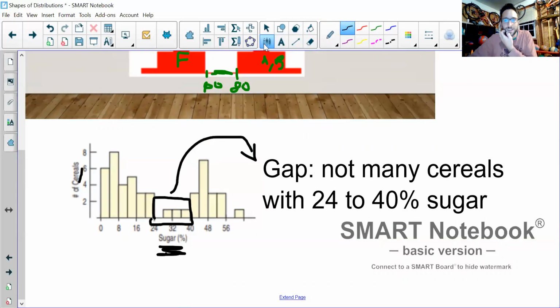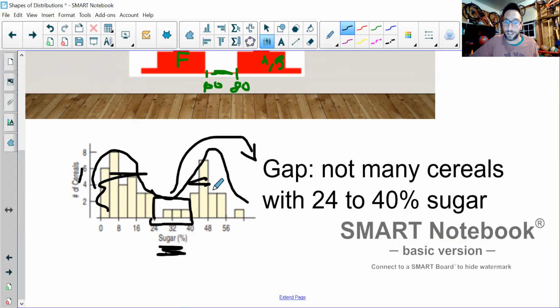And by that, I mean, why do we see these two chunks here, right? So hopefully you're thinking the shape is bimodal, right? We've got a bunch of cereals that have low sugar content, and then we have a bunch of cereals that have high sugar content, right? Bunch of stuff in the low end and on the high end.